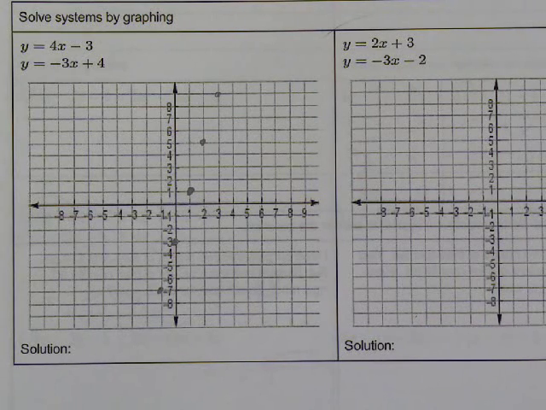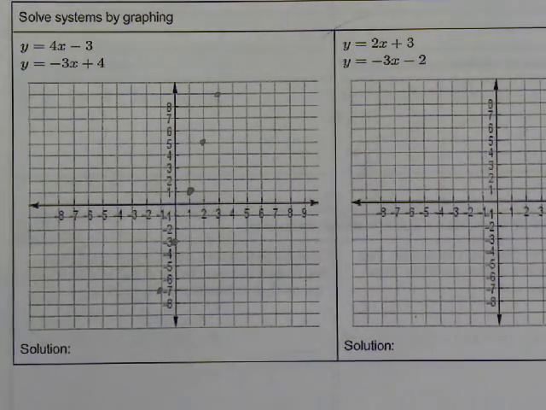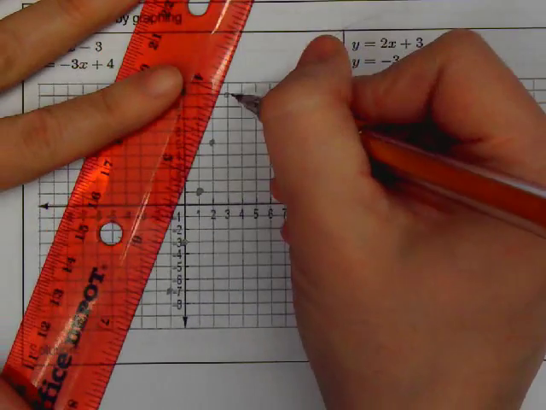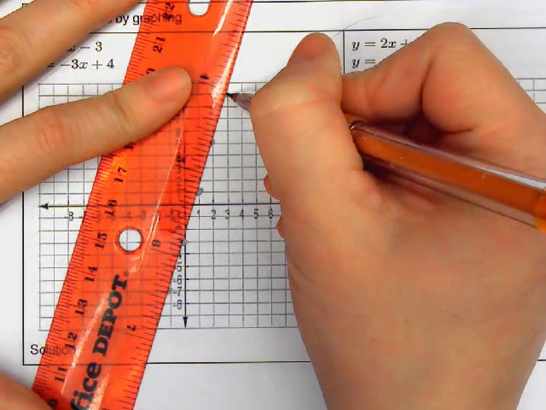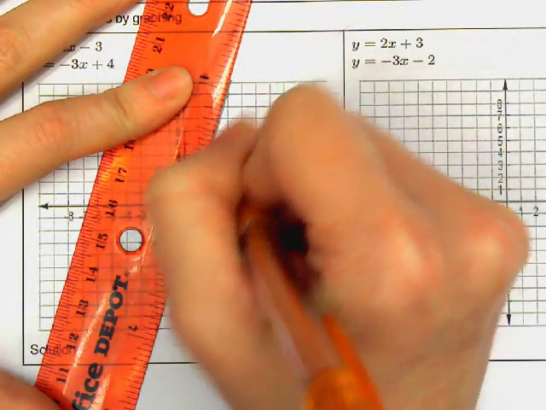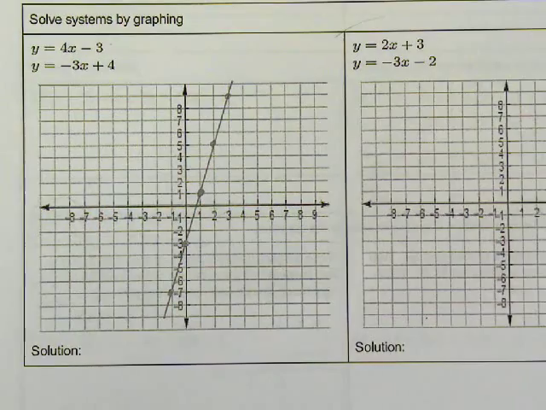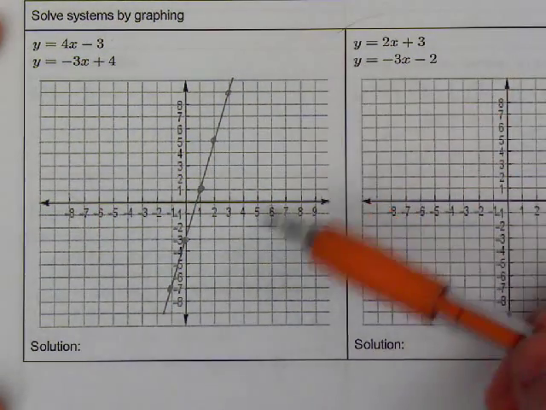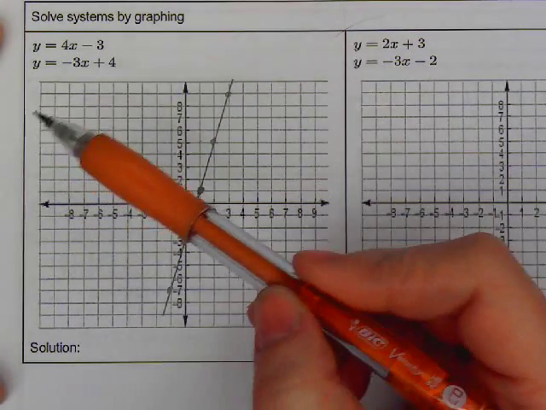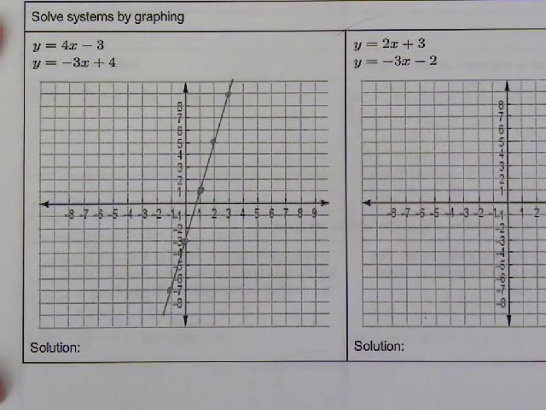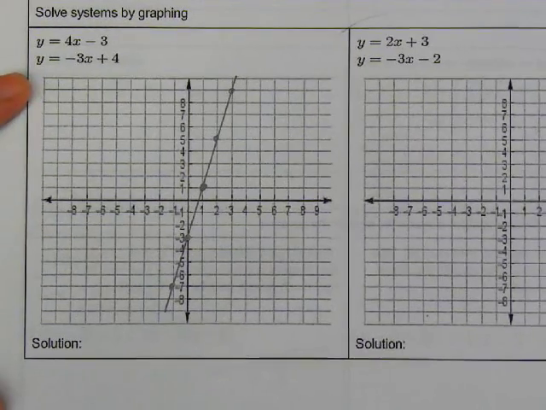Okay, so then your other equation is y equals negative 3x plus 4. What is the y-intercept on that one? What's the number by itself? 4. So that's where I'm going to start, on the y-axis at y equals 4. Down 3 and then over, and remember you're always going to go over in what direction? To the right. So down 3 over 1, down 3 over 1, down 3 over 1.